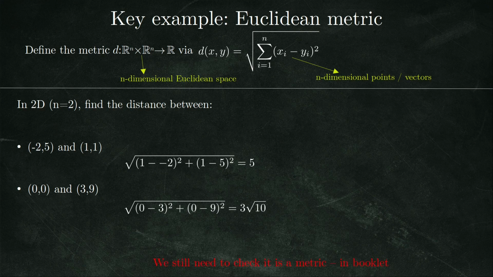And again, even though this was our kind of motivating example, to be strict, we still need to check that it does obey all the metric space axioms. And again, that is in the booklet. In general, whenever you're given a metric, it's good to check. We're not going to check all the metrics we see in the video because that would take too long and some are much harder to prove. But it's always good to think that you need to check that these things are actually metrics.